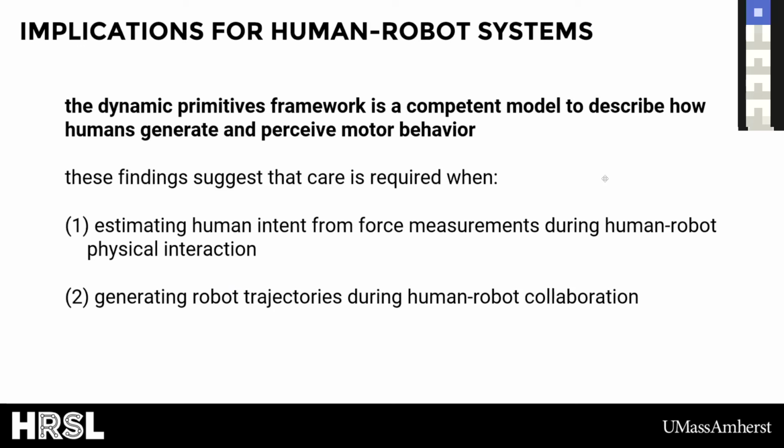These findings suggest that care is required when you're going to try to estimate human intent from force measurements during human-robot physical interaction, because humans do not, as far as our results show, utilize pure force control to manage interactions. And second, that when we're generating robot behaviors during human-robot collaboration, we may need to consider what information those robot trajectories are presenting to humans.